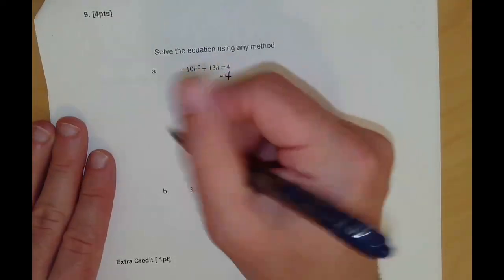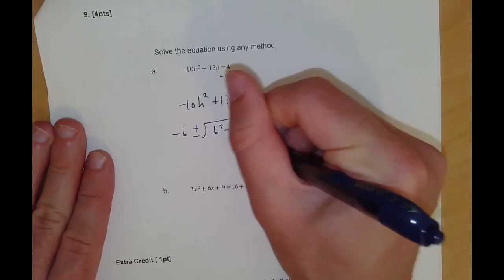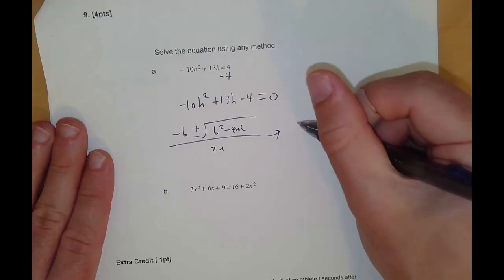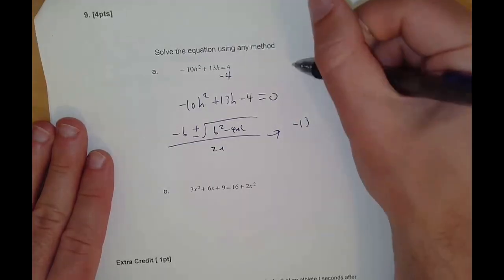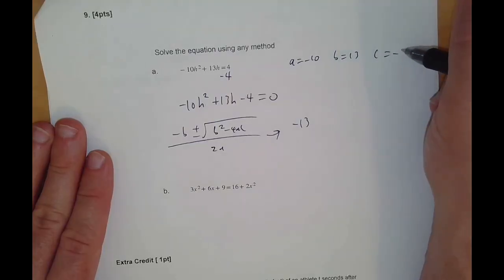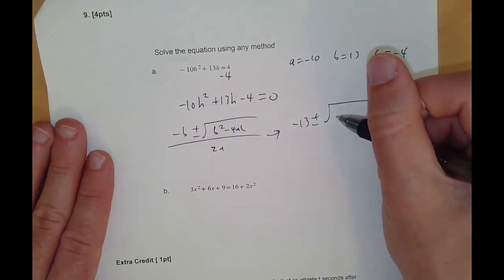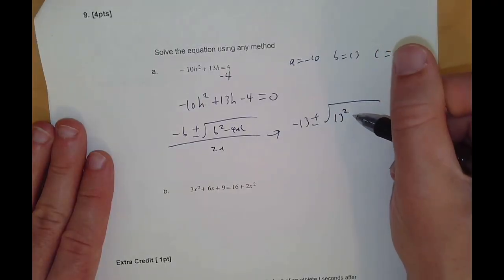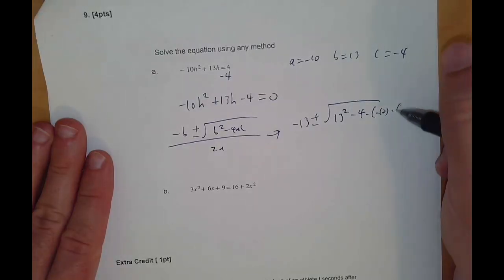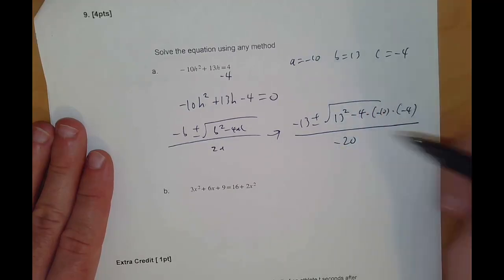So remember, it's negative b plus or minus the square root of b squared minus 4ac all over 2a. So that would be negative 13. Remember, a is negative 10, b is 13, c is negative 4. So negative 13 plus or minus the square root of b squared, so 13 squared minus 4 times negative 10 times negative 4 all over negative 20.